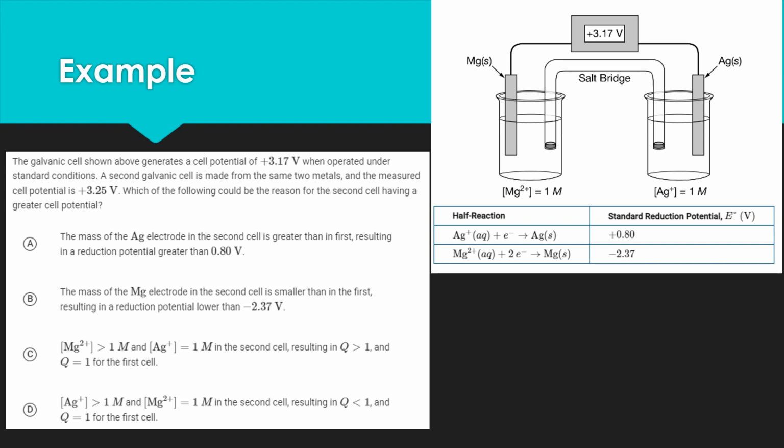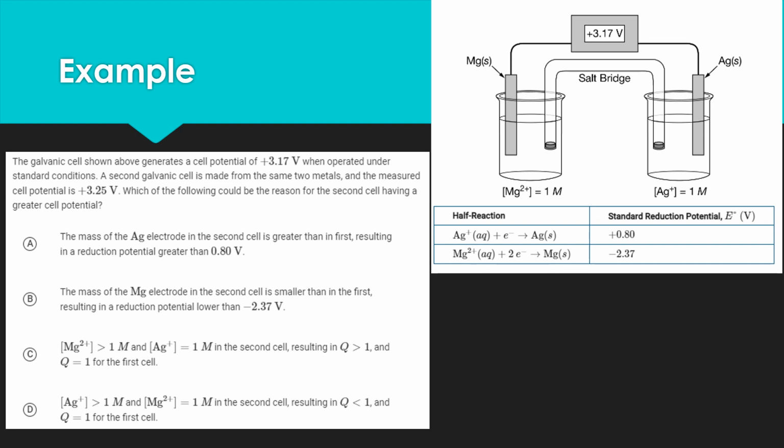So let's take a look at how we would answer a question based on this information. So we have a galvanic cell shown. It generates a cell potential of 3.17 volts when operated. We can see that it has that 3.17 volts across the top salt bridge. We have our magnesium and silver electrodes, and they are both in 1 molar solution. So it's under standard conditions. It also gives us the half reactions and their standard reduction potentials.